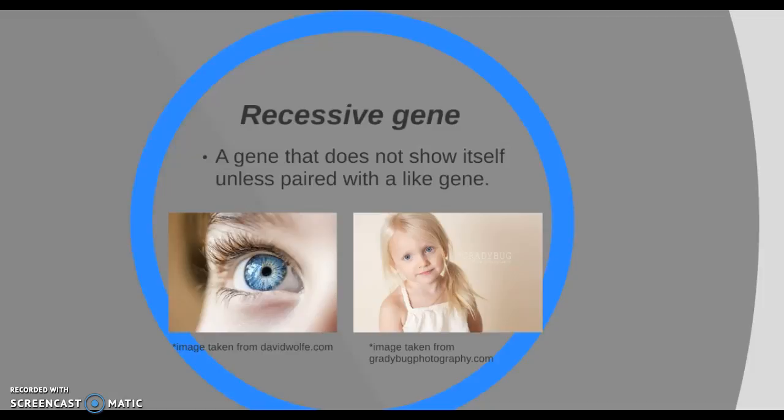As an example of how an offspring can be produced with blue eyes, the mom and the dad would both have to be carriers of the blue-eyed gene. If one parent is the carrier of a blue-eyed gene and the other parent is a carrier of a brown-eyed gene, the offspring would be produced with brown eyes, not blue.